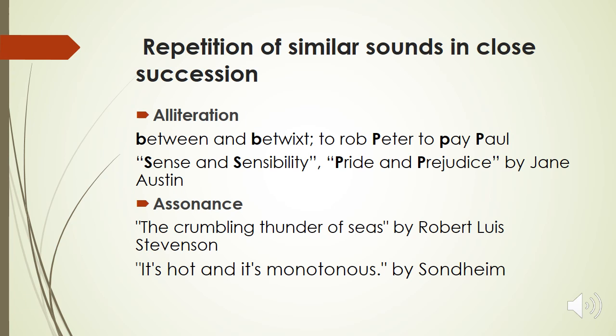Next is the assonance. Assonance is a stylistic device based upon repetition of similar vowel sounds. So unlike the previous stylistic device, which is called alliteration, where the consonant sounds are repeated, the assonance allows the vowel sounds to be repeated. For instance, I will read several examples.